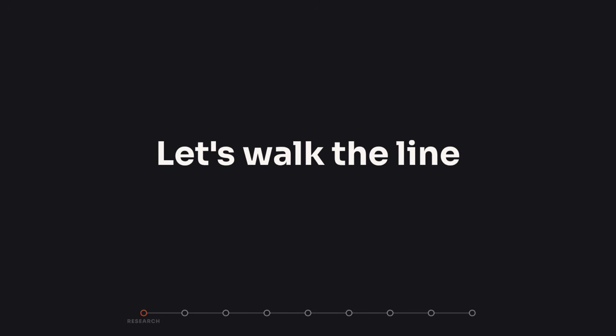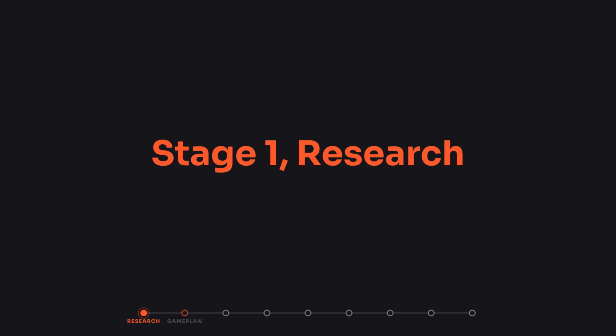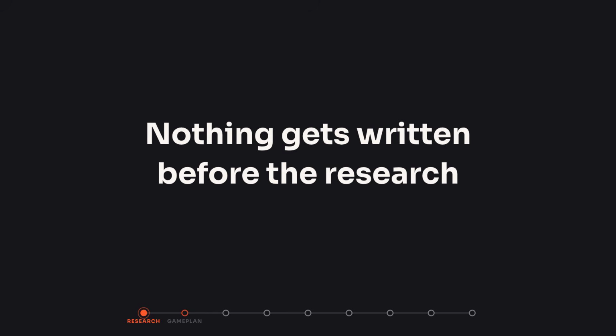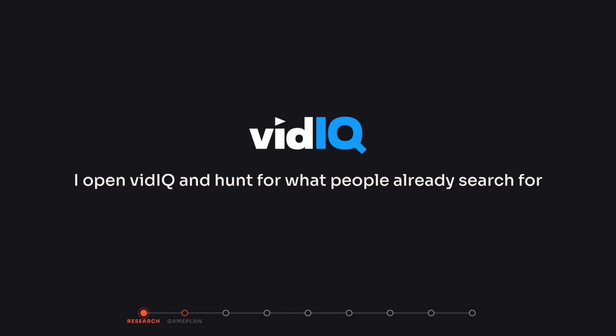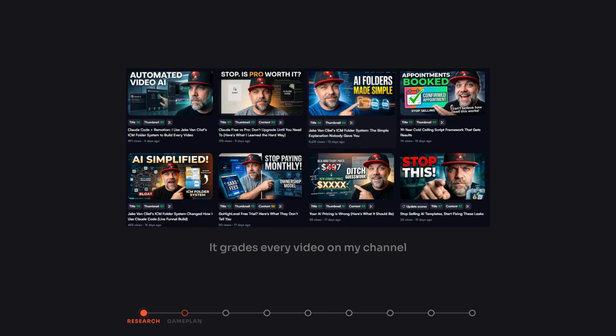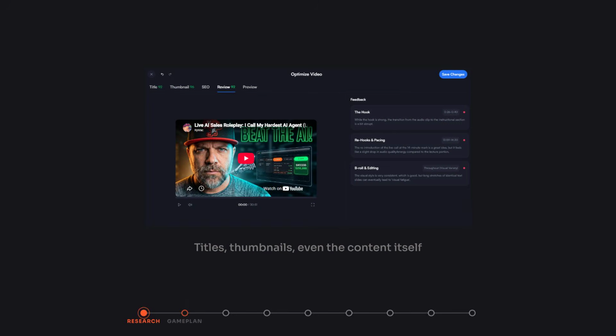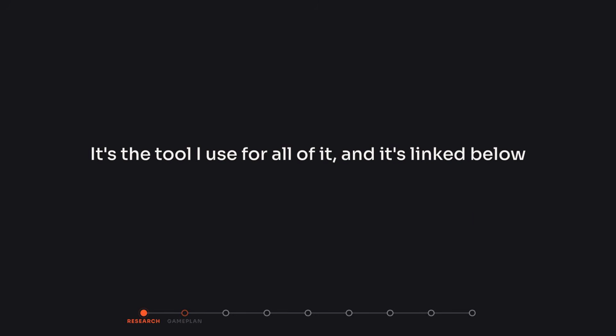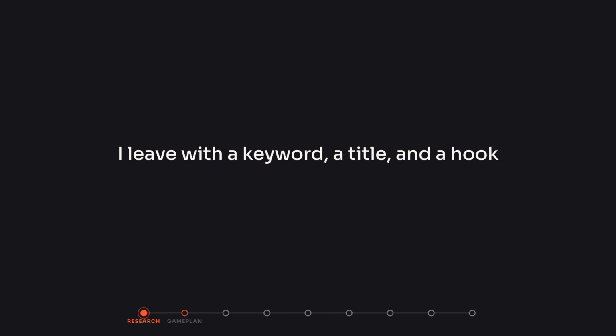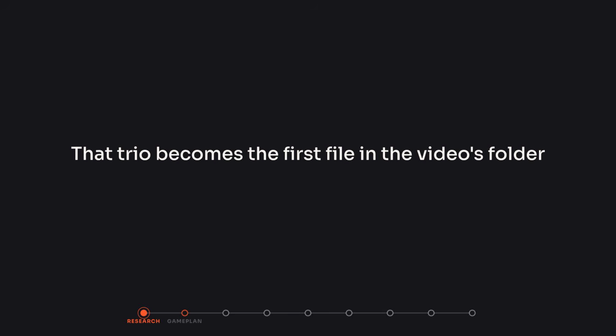Let's walk the line. Stage 1, research. Nothing gets written before the research. I open vidIQ and hunt for what people already searched for. It grades every video on my channel. Titles, thumbnails, even the content itself. It's the tool I use for all of it, and it's linked below. I leave with a keyword, a title, and a hook.